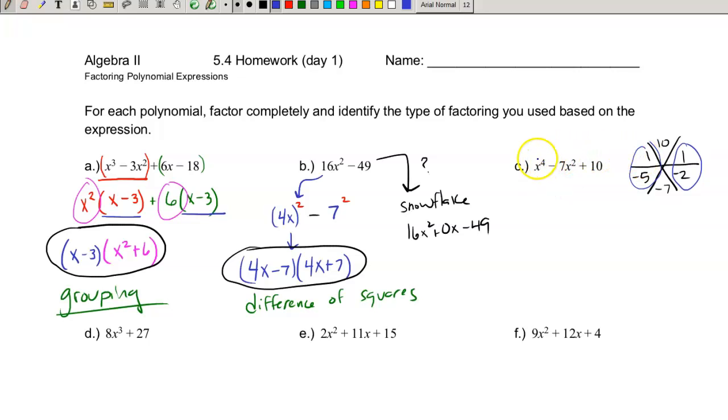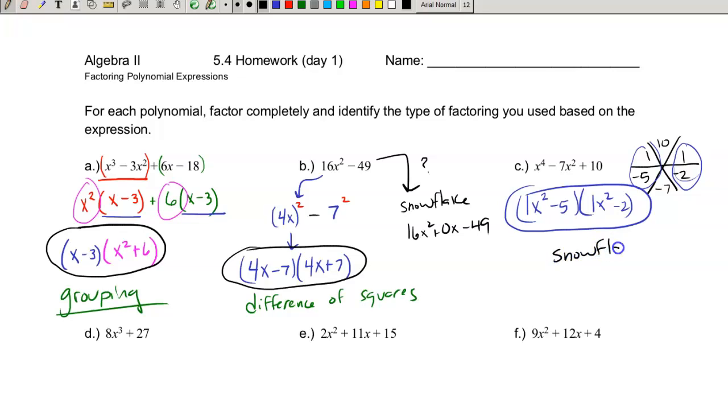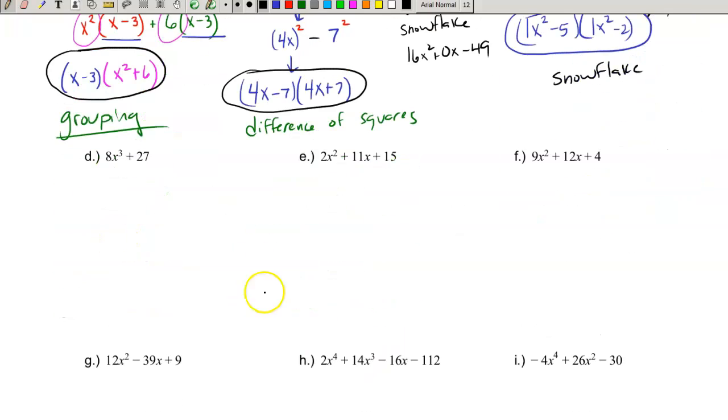Notice here, though, that my first term here is x to the fourth. So this will still work out with Snowflake. It's just not going to be x. It's going to be x squared. So it's going to be 1, not 1x. It's going to be 1x squared minus 5 times this column, 1x squared minus 2 would be my answer here. So I'm just going to say here Snowflake method is good. All right, D, we have 8x cubed plus 27.